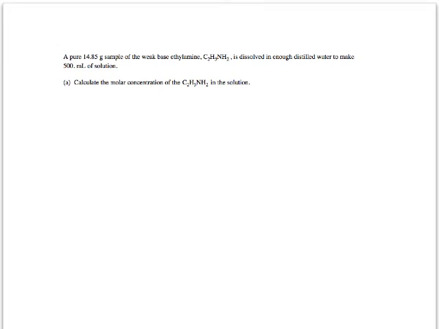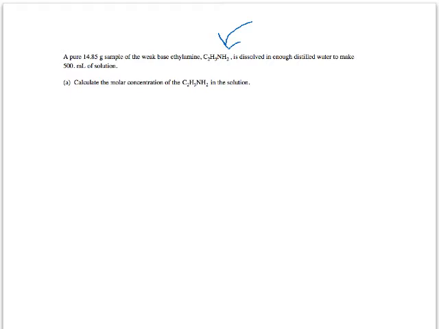This is the 2009 AP Equilibrium problem, and it's based around the weak base ethylamine. So be sure to watch out for this. These things like ammonia and then NH2 groups on the end of an alkane are all going to act as bases. They're all going to pick up hydrogen from water and form a hydroxide.